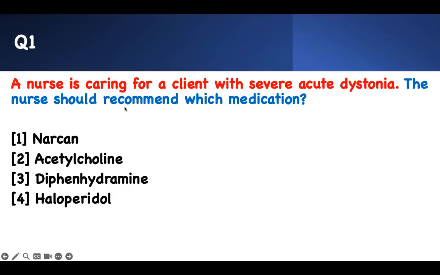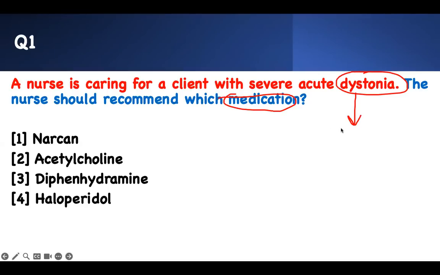And then reading from the back, and then you recommend which medication. So which medication will you give? And then she's caring for a client with what? Severe acute dystonia. 2 words. That's all you need to focus on. Dystonia and what medication? Then you tell yourself, what is acute dystonia? I never give you a bunch of information. The board will do the same thing.